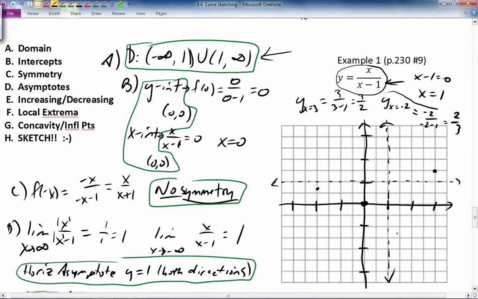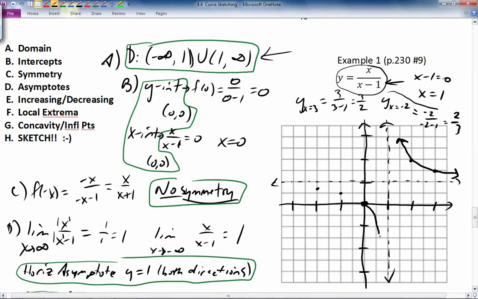Okay, and I can plug in more points. If I plug in 2, I get 2 over 1. If I plug in negative 1, I get negative 1 over negative 2. That's positive 1/2. Okay, and so on. So I'm starting to get an idea of the shape here. What we have here is a hyperbola. Okay, one type of hyperbola.